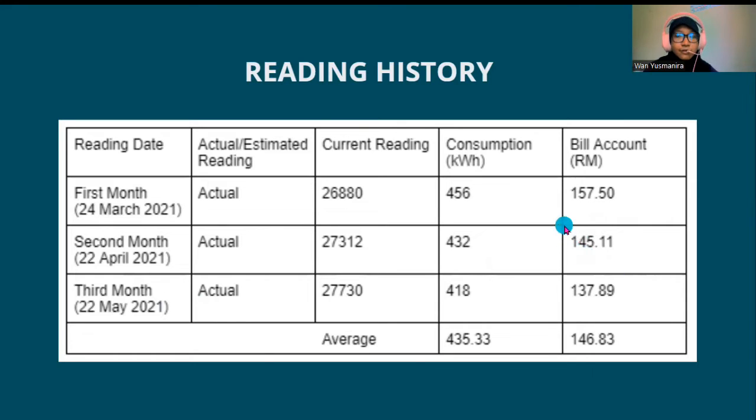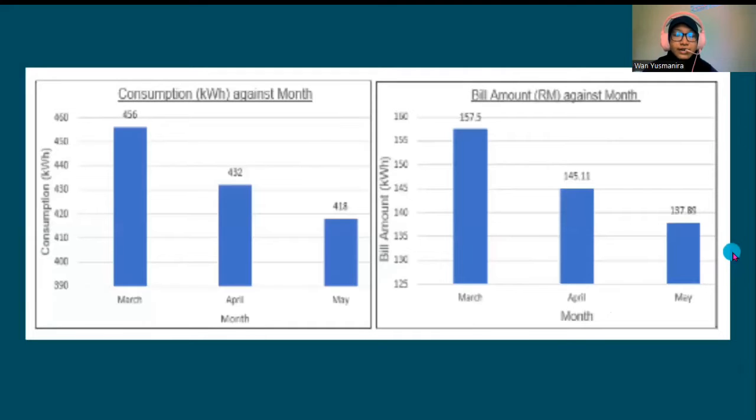The average electrical consumption is 435.33 kilowatt hour and the average bill amount is 146 ringgit and 83 cents. Based on this graph, we can conclude that March showed the highest electrical consumption and also the highest bill amount because my auntie stayed with us for 3 weeks because she wanted to go to work nearby our house. And we always switch on the air conditioner due to the hot weather.